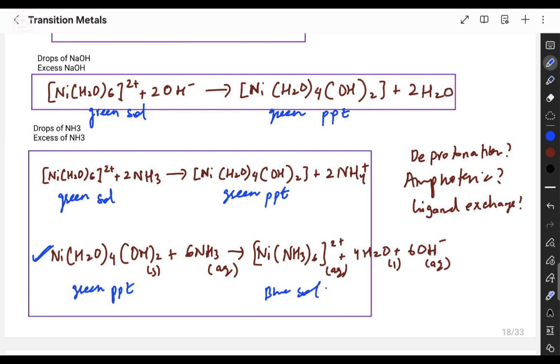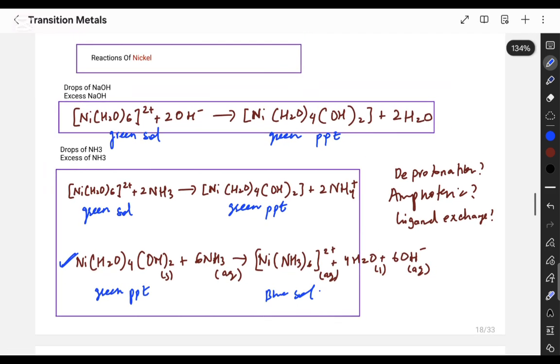So this has been asked as a 6 marker as well. All of these reactions, you have to write it down, and you have to state, okay, this is deprotonation. This is deprotonation. Nothing happens when you add excess NaOH, and then this is ligand exchange. So that was a 6 marker, so learn this as well.